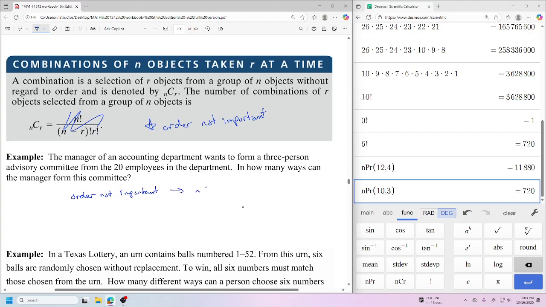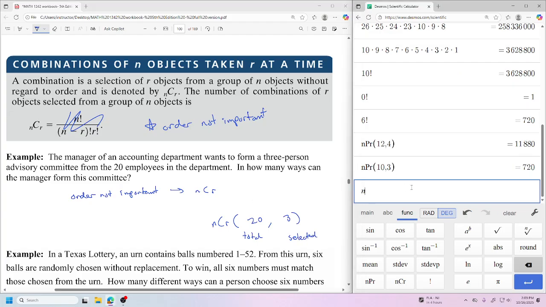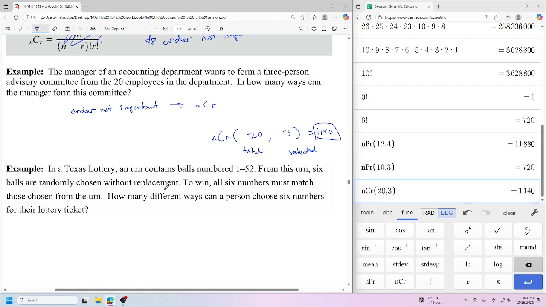If that's the case, we're going to do NCR in Desmos. What's my total? 20. How many am I selecting? Perfect. Total, selected. NCR 20, comma 3, and we are done. The end with that problem. And this is how your homework's going to go as well. I mean, it's going to have a problem. You're going to say, is order important, not important? But it ain't done, right? No need for all these crazy formulas. Is that cool so far?